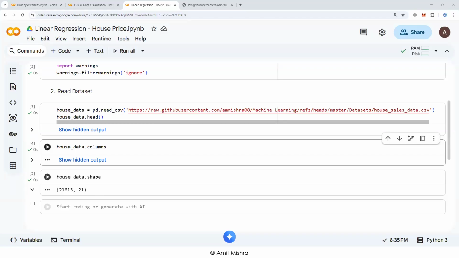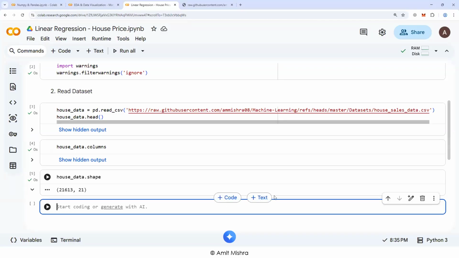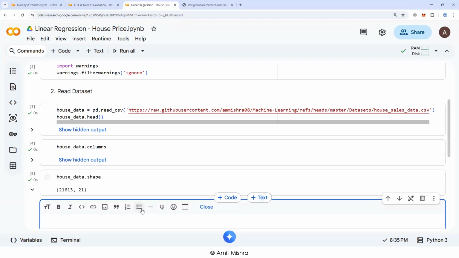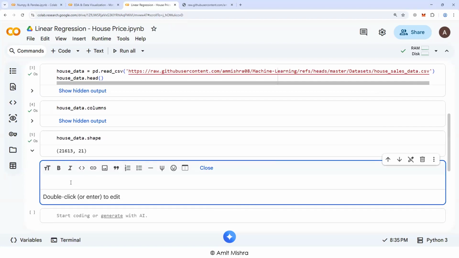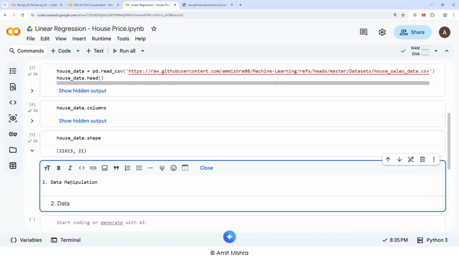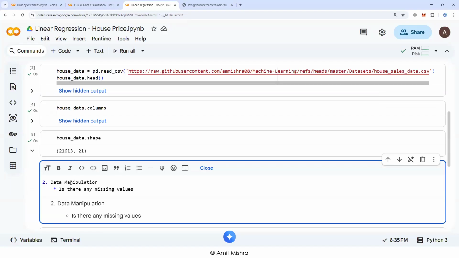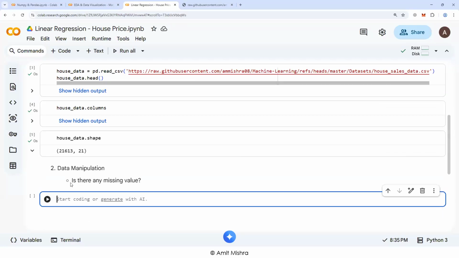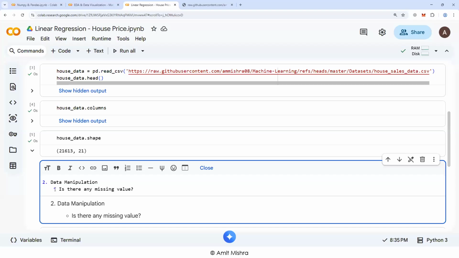Now let's get started. Hope it is done till here and understood. The second step in machine learning is the data manipulation part, and it's about finding whether there is any missing value. Is there any missing value? It's pretty simple.